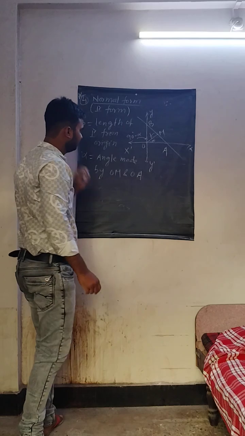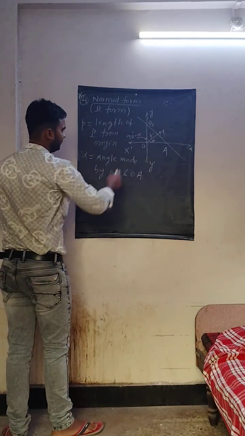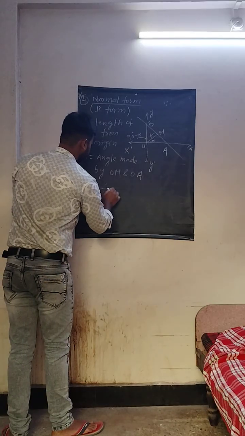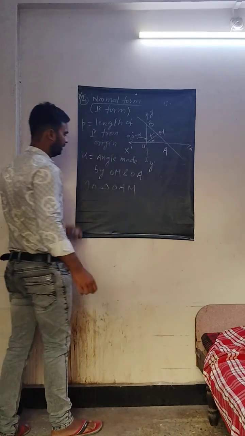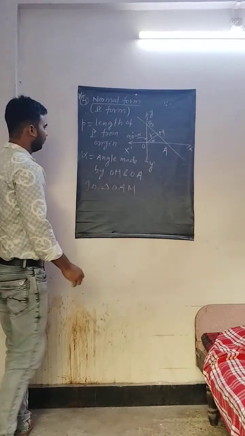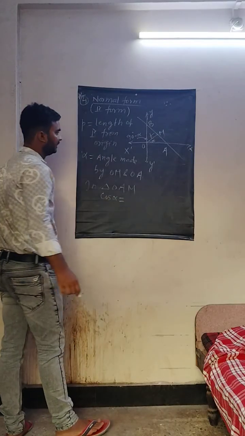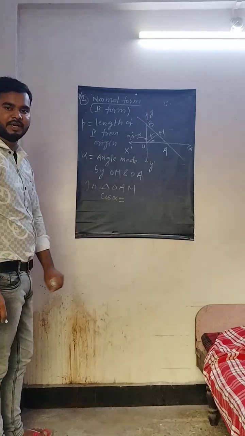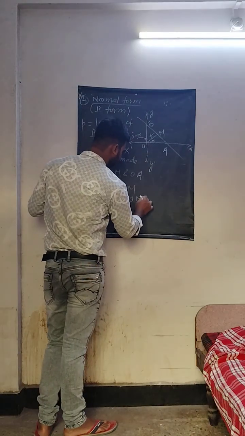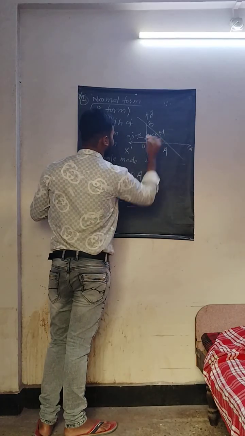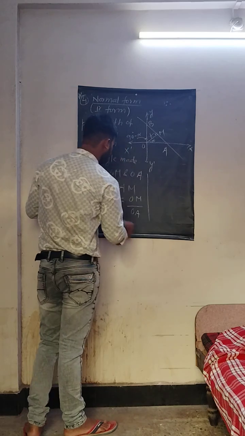So here, beta, in triangle OAM I can find cos alpha. What is cos alpha, beta? Cos alpha is base upon hypotenuse. What is base? Base is OM, divided by the hypotenuse. This is perpendicular. What is the hypotenuse? Hypotenuse is OA. Okay beta?